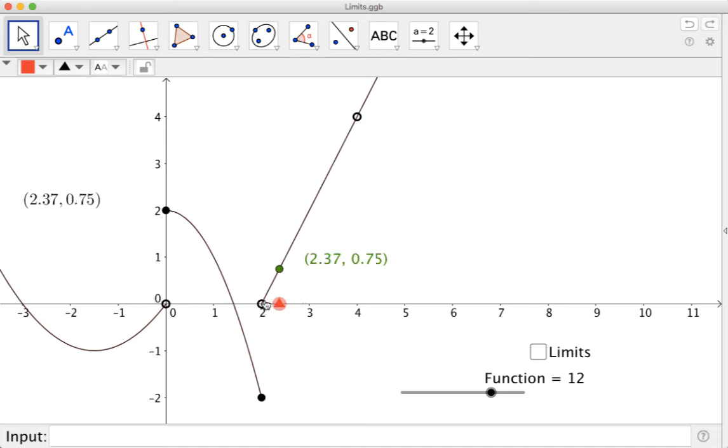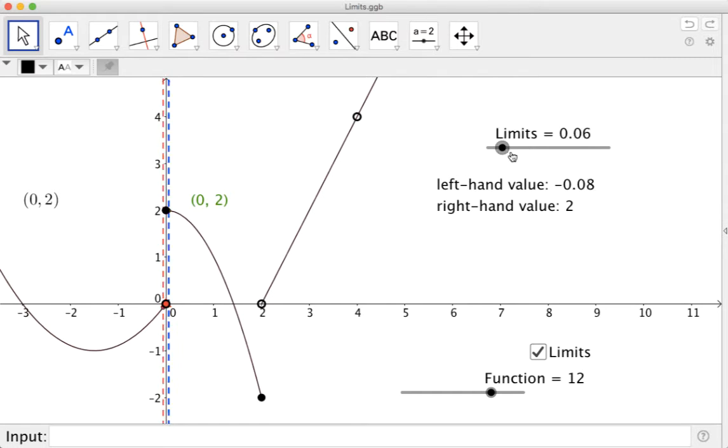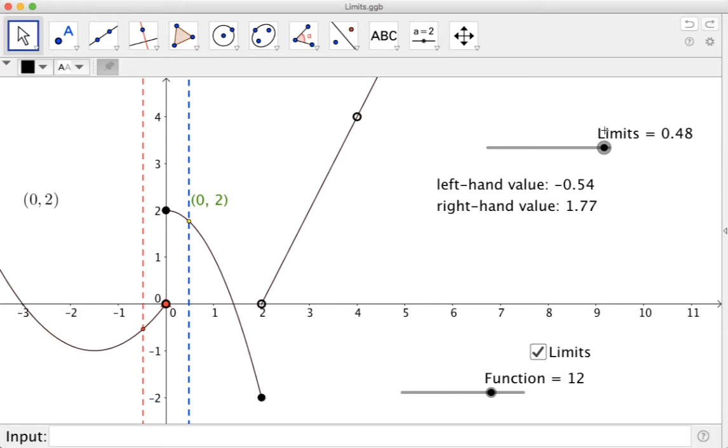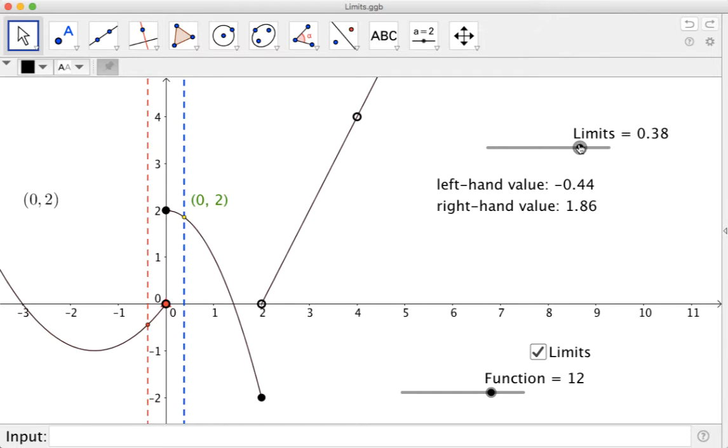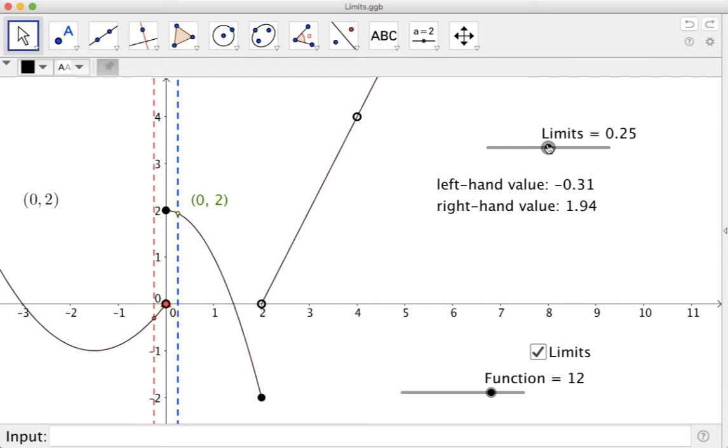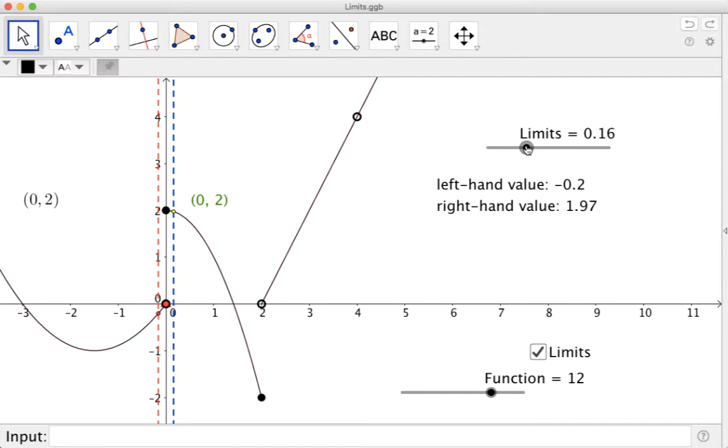So let's take a look at, suppose that we set our x value equal to 0. Well, as we can tell by this point here, f of x is equal to 2. But let's take a look at the limits. As points approach x equal to 0, we can see that we have this little red point approaching from the negative side, this little yellow point approaching from the positive side. And as those points get closer and closer to an x value of 0, we can see that their values diverge.